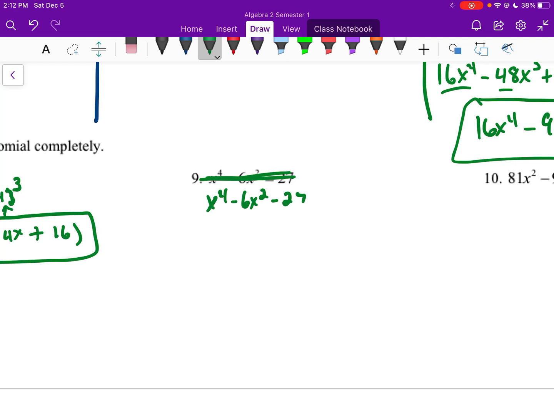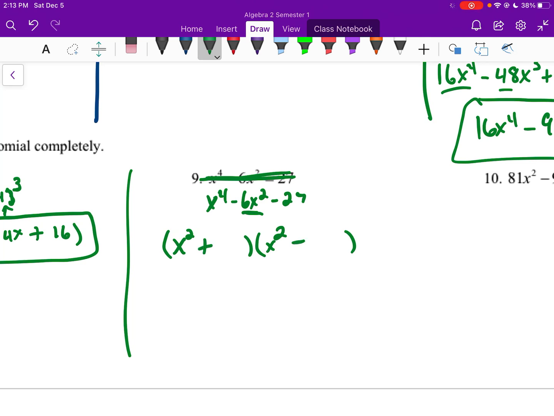So in this case, there is no GCF. It is not a special case, so we're going to split it up into its two binomials. How are we going to multiply and get x to the fourth? You have x times x cubed, or x squared times x squared. Since we have x squareds here, it's going to be x squareds. Our signs are going to be opposites.